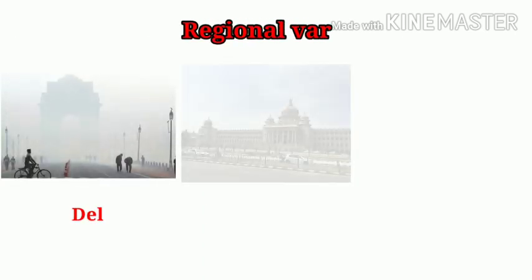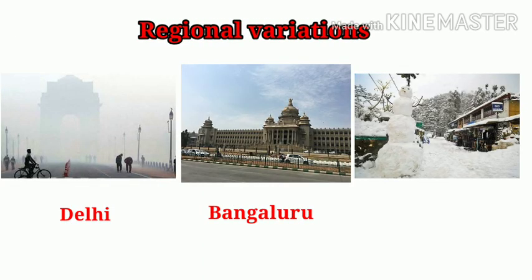Now regional variations. Regional variations are very important to know so that you can understand the climate conditions very easily. So let us take a look at the winter season in the month of January. You can see the picture of Delhi, then the picture of Bangalore, then the picture of our state and the very famous city Mussoorie. Here you can see that in the same season the climate of different regions or places is totally different.